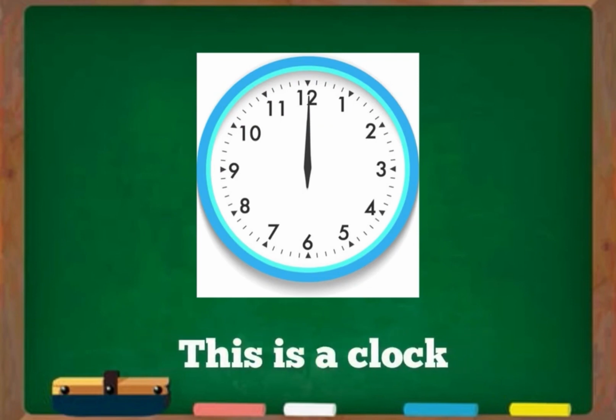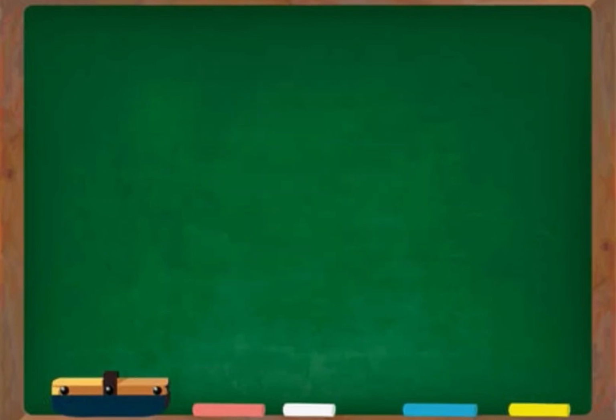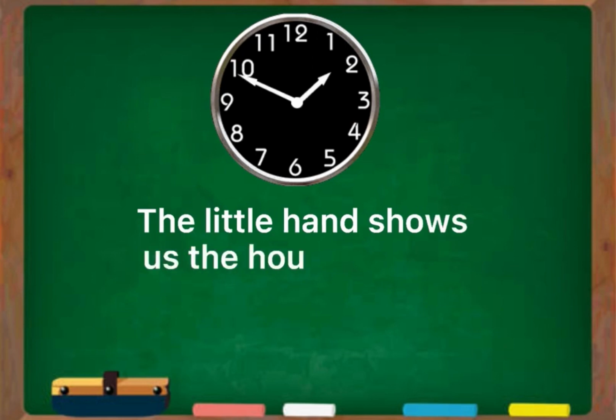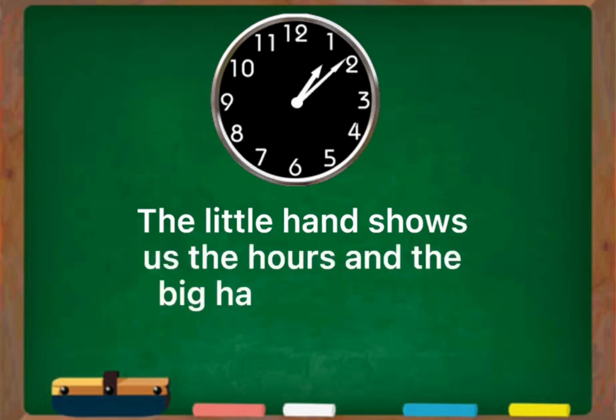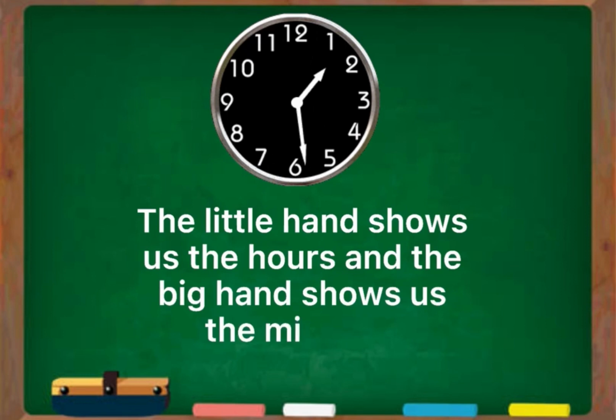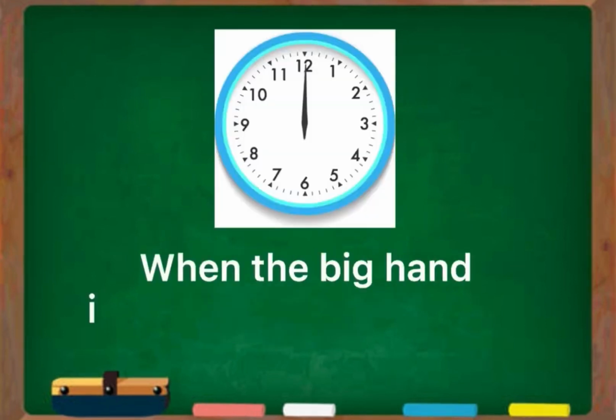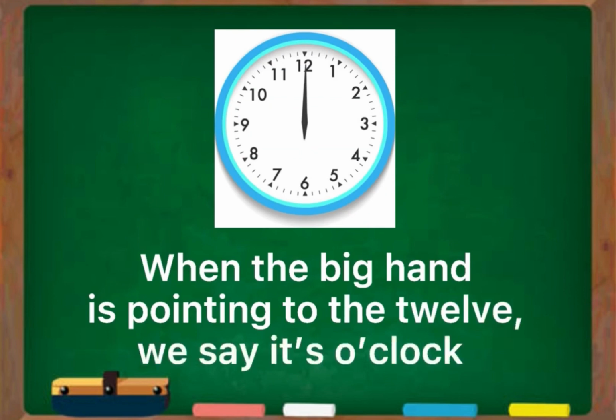This is a clock. The little hand shows us the hours and the big hand shows us the minutes. When the big hand is pointing to the 12, we say it's o'clock.